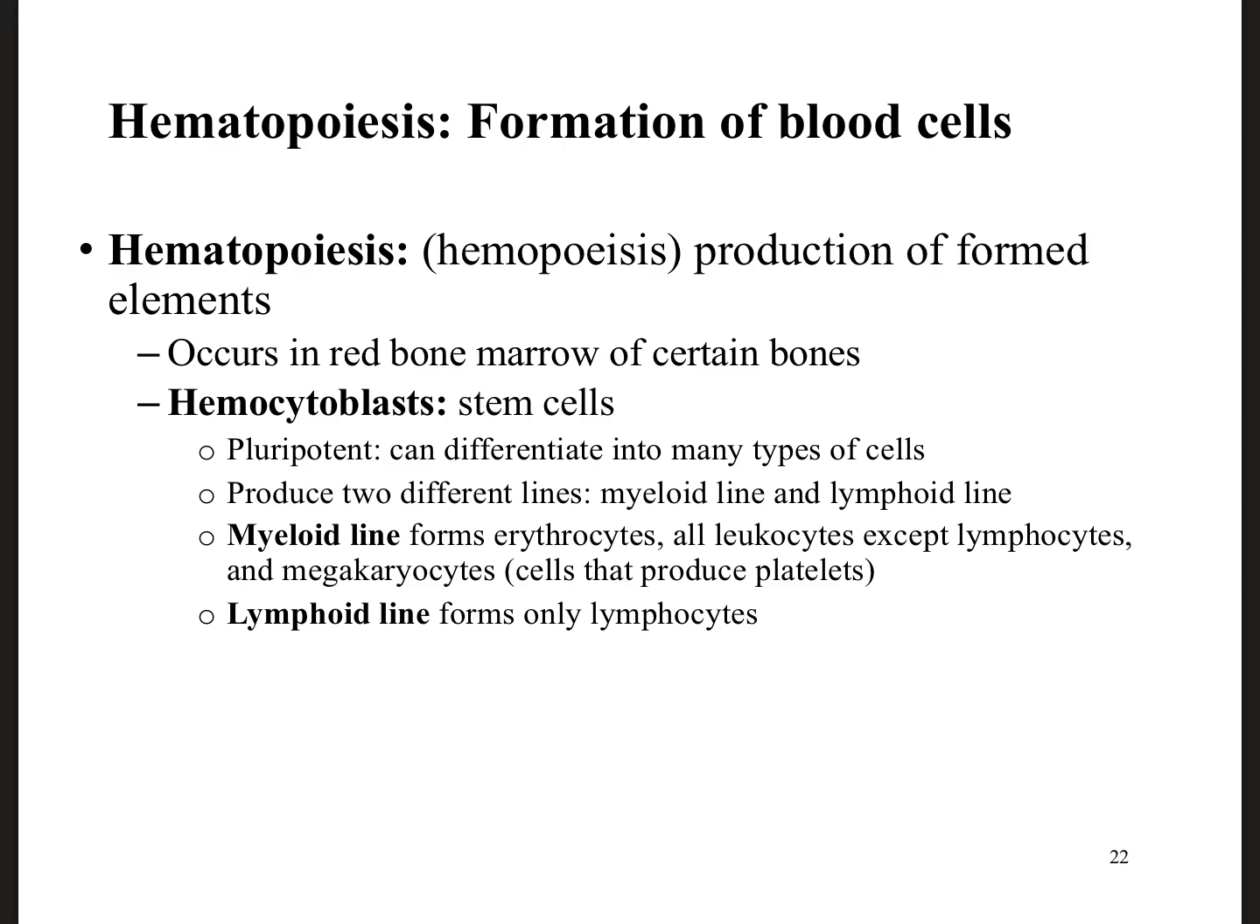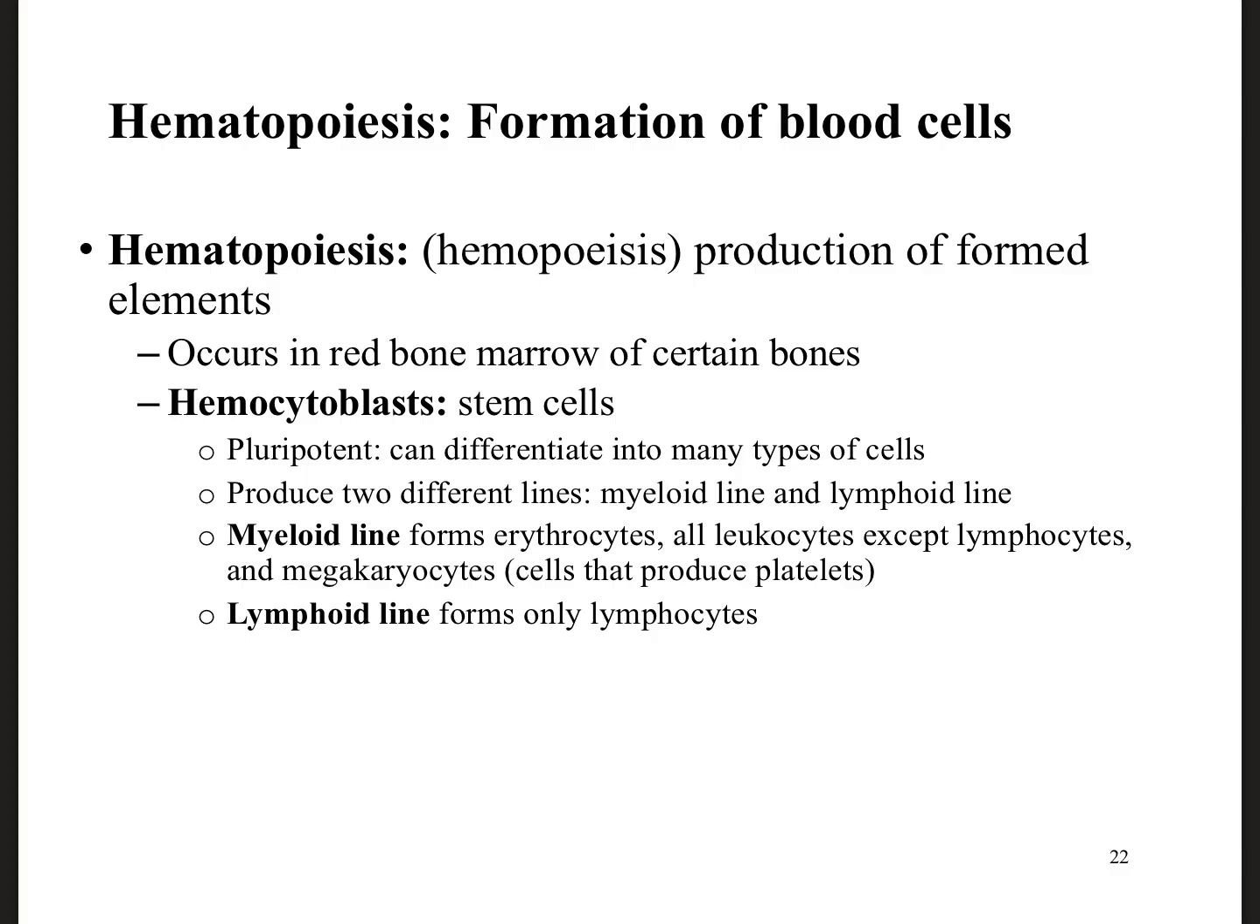So it occurs in the red bone marrow of certain bones, mostly flat bones, okay? This process starts with a stem cell called a hematocytoblast, that can and does give rise to all of the formed elements, red blood cells and white blood cells. So that is a common ancestor of all of the formed elements. This is a pluripotent stem cell, so it can differentiate into many cell types, right?